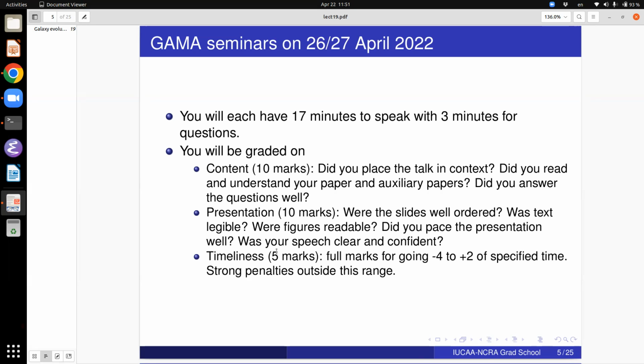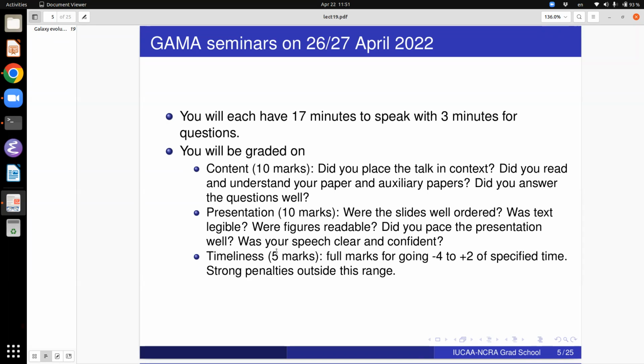Presentation will have 10 marks. Were the slides well ordered? Was the text legible? Were the figures readable? Did you pace the presentation well? There are people who make a lot of slides and in the last 2 minutes they cover 20 slides. We don't want that. We also don't want you to say, oh, I'll skip this slide because I don't have time. That means you have not paced yourself correctly.